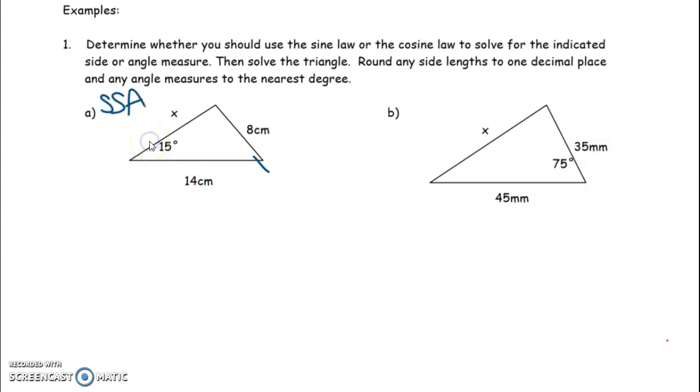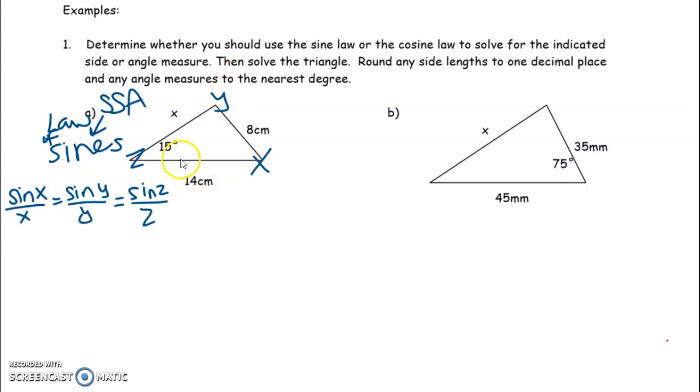So it follows SSA. That corresponds with the law of sines. In order to solve my triangle, I'm going to give some arbitrary vertex labels to my triangle, so x, y, and z, and I'm going to set up my sine law in terms of x, y, and z. From here, I can take the variables that I know and plug them into the sine law equation that I just set up.